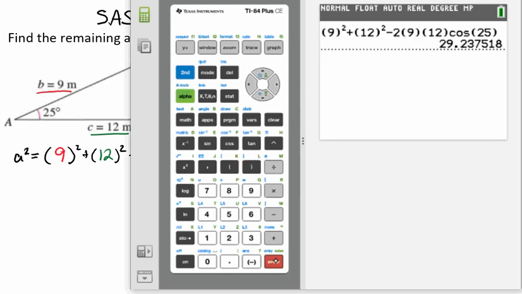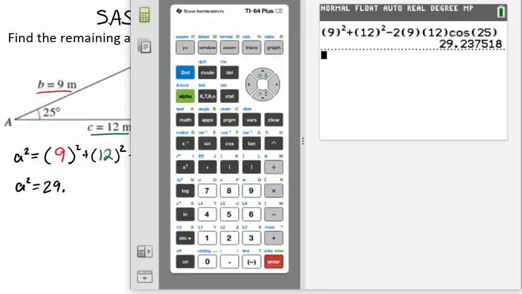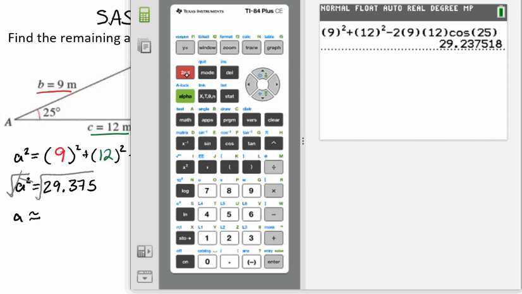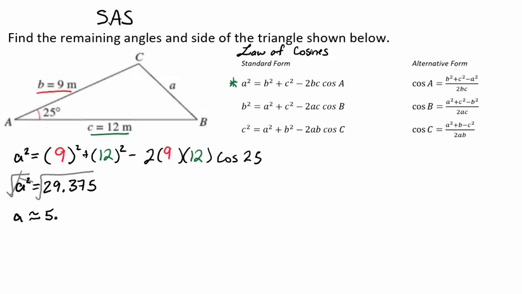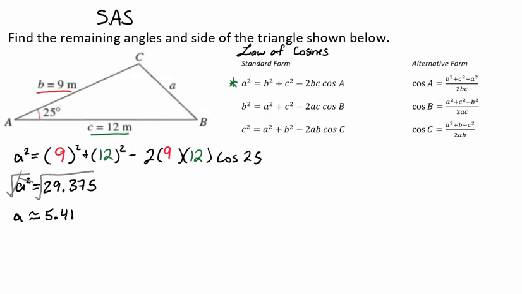All right, so push enter. We're going to get 29.2375. So here we've got that A squared is going to equal 29.2375, and we're searching for A. So we need to finish this. We're going to take the square root of both sides. That's going to tell us that A is approximately 5.4. Let's round it to 2 decimal places: 5.41. So A is approximately 5.41.